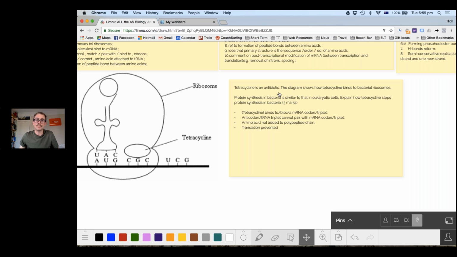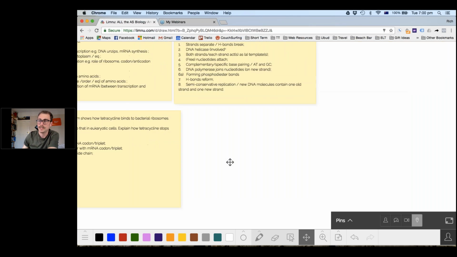So tetracycline is an antibiotic. How does it stop protein synthesis in a bacteria is the question. Tetracycline binds to the messenger RNA codon. The anticodon cannot pair with the codon. The amino acid cannot be added to the polypeptide chain. Translation, again, it's not in the question. Translation prevented. Right, there's loads on protein synthesis.